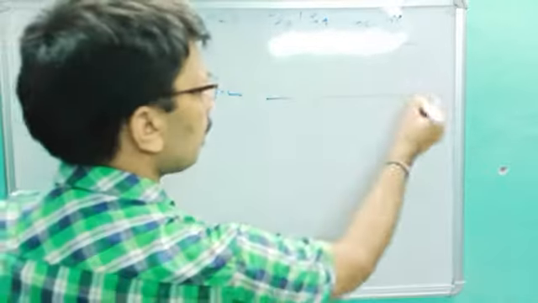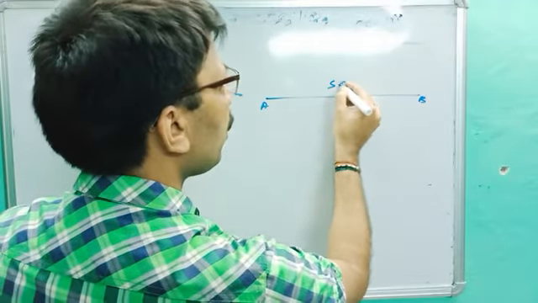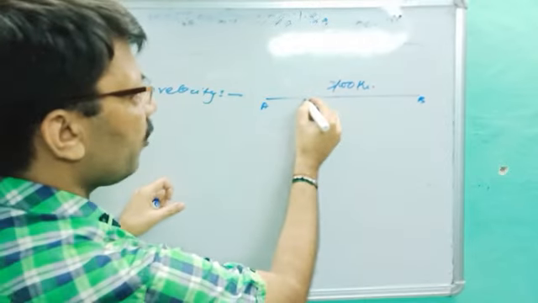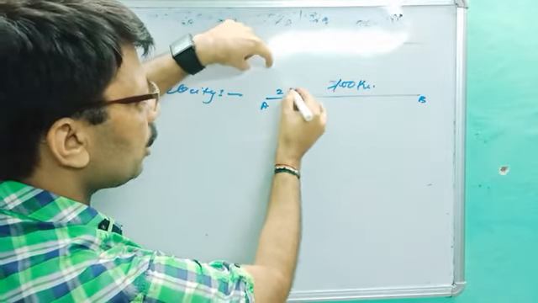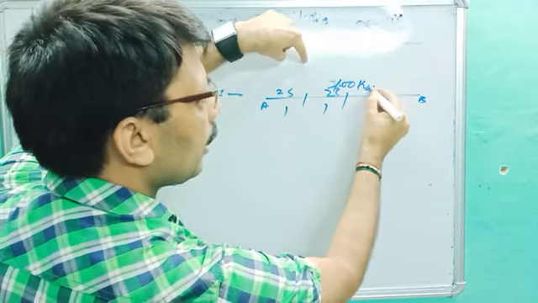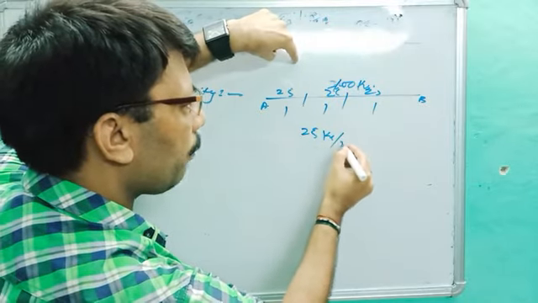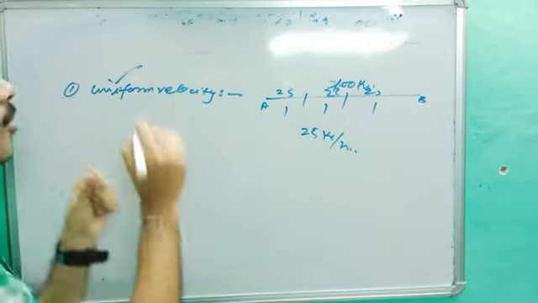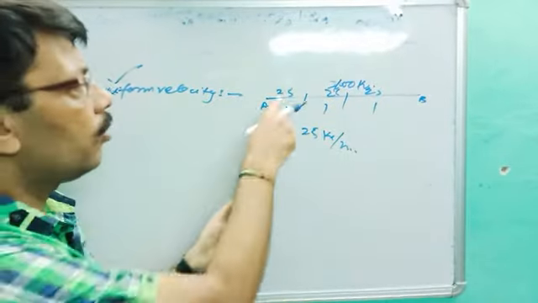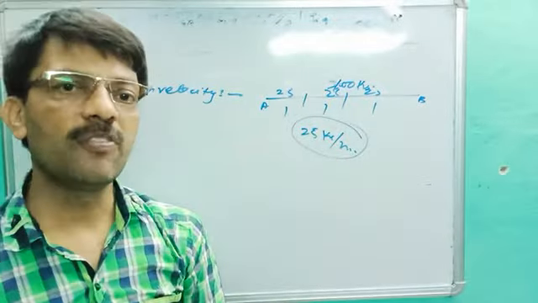Let's suppose your journey started from A to B, and the total distance is 100 kilometer. Let's suppose the first 25 kilometer you travel in 1 hour, the second 25 again in 1 hour, again 25 in 1 hour. It means your velocity is 25 kilometer per hour, and this is called uniform velocity. So what is the complete answer? When any body travels equal distance in equal time interval, such type of velocity is called uniform velocity.